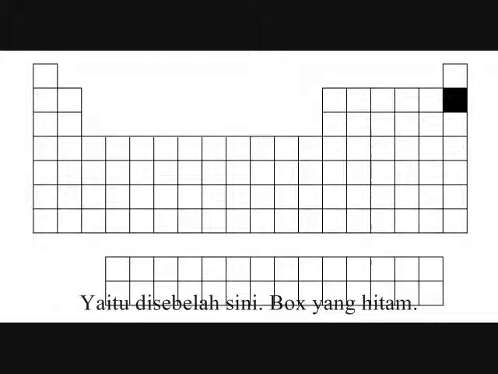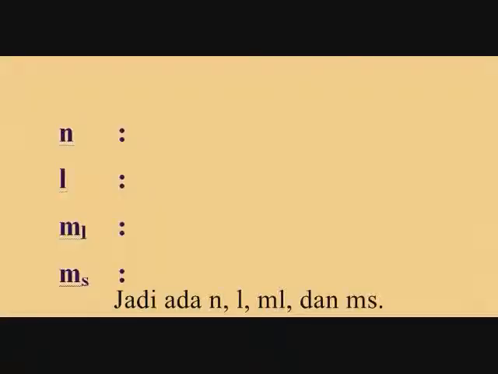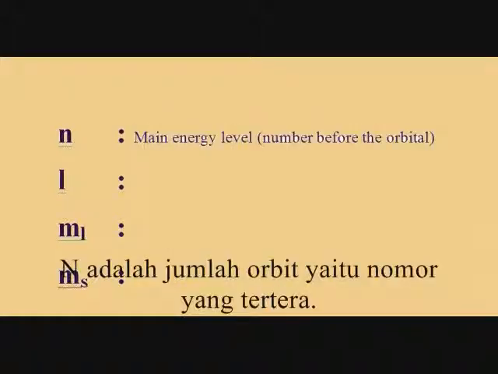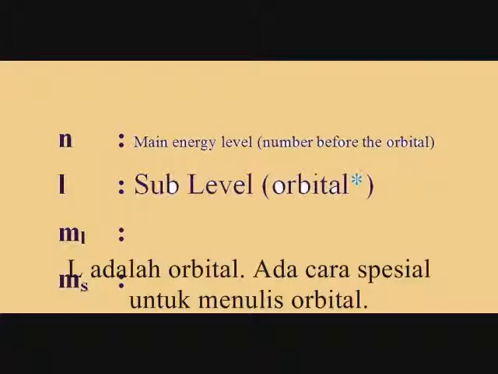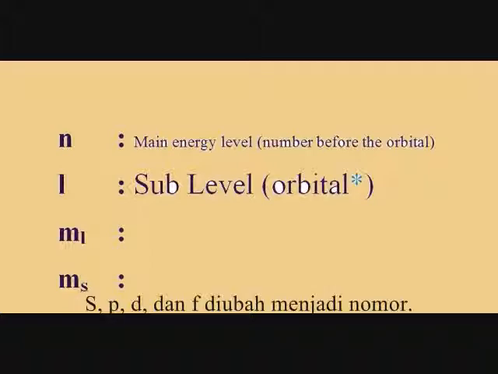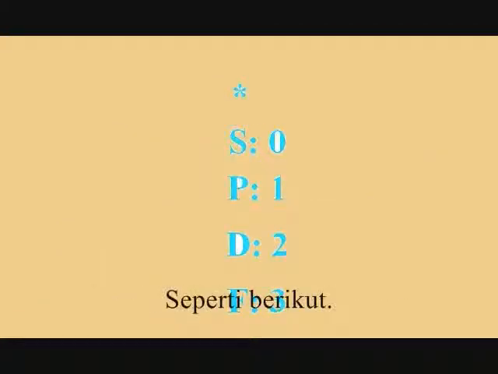Let's go deeper into quantum numbers. So there is N, L, ML, and MS. N is the main energy level, which is the first number. L is the sub-level, which is also known as the orbital. There is a special way to list down orbitals. The s, p, d, f are converted into numbers. S is 0, P is 1, D is 2, and F is 3.